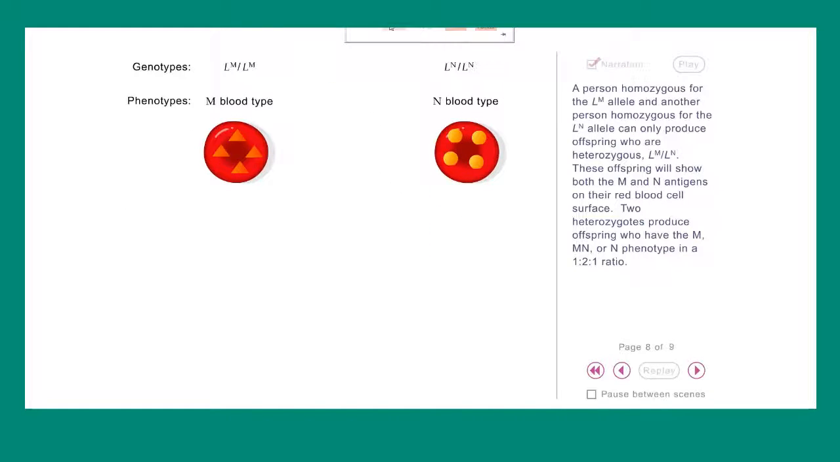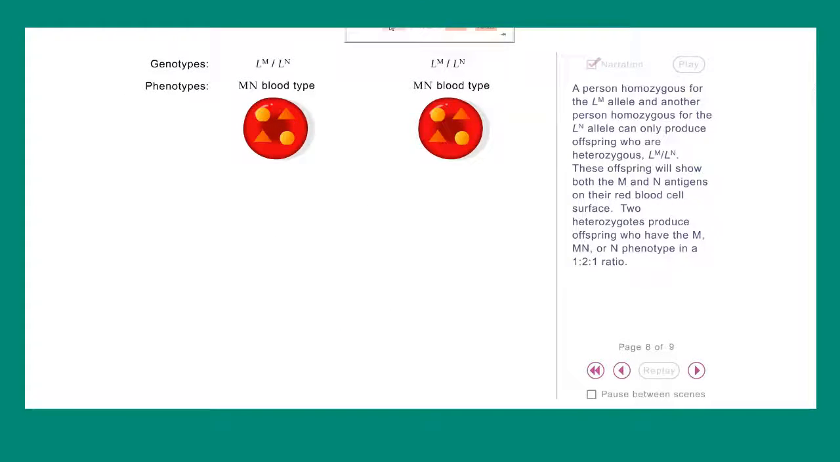A person homozygous for the LM allele and another person homozygous for the LN allele can only produce offspring who are heterozygous, LM LN. These offspring will show both the M and N antigens on their red blood cell surface. Two heterozygotes produce offspring who have the M, MN, or N phenotype in a 1 to 2 to 1 ratio.